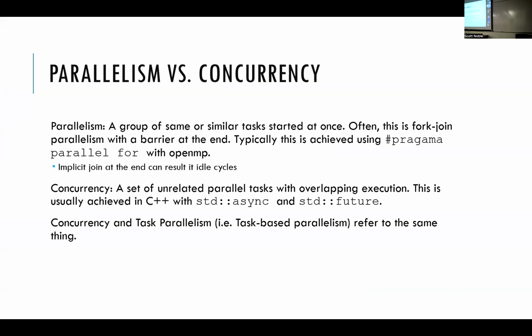Concurrency is usually unrelated parallel tasks with overlapping execution. This is usually achieved in C++ with the standard async and standard future features, if you're familiar with those. I'm going to show you a little bit more about them in a minute. So concurrency and task-based parallelism are kind of the same thing.